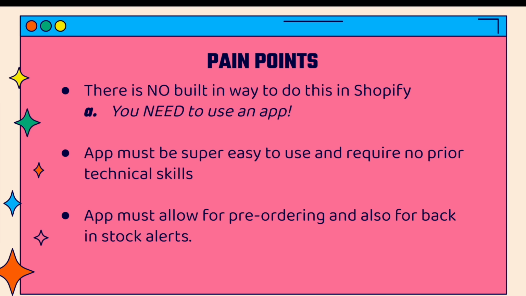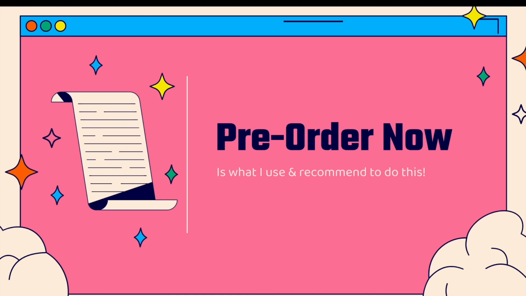So the idea here is that we could hopefully close the sale. If not, we'll be able to get them alerted whenever the product is back so they can come back and finish. And in order to do that, you're going to use the PreOrder Now app.